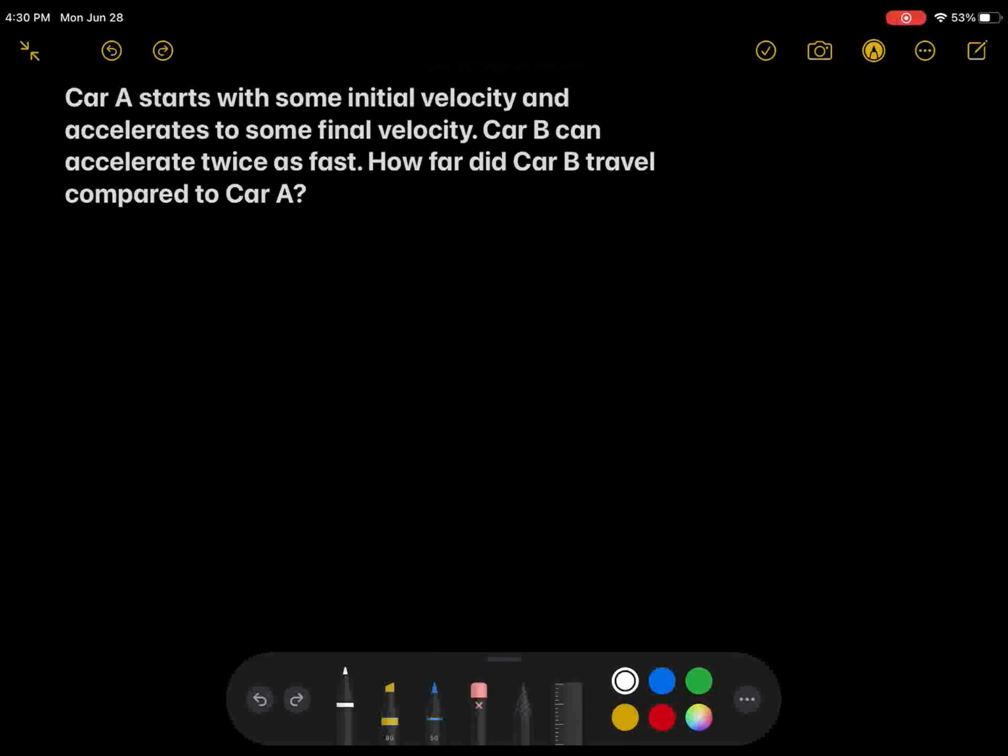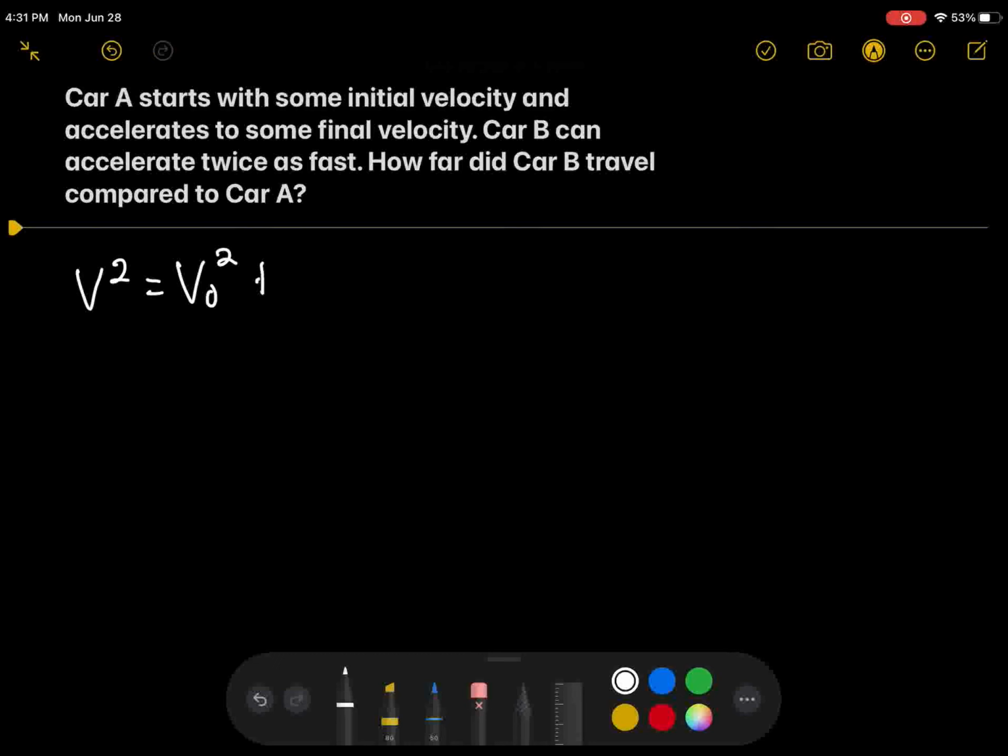Now let's move on to the final kinematic equation. Car A starts with some initial velocity and accelerates to some final velocity. Car B can accelerate twice as fast as car A. How far did car B travel compared to car A? Well, let's begin by using our final kinematic equation for this one, which is just v squared is equal to v naught squared plus 2a delta x.